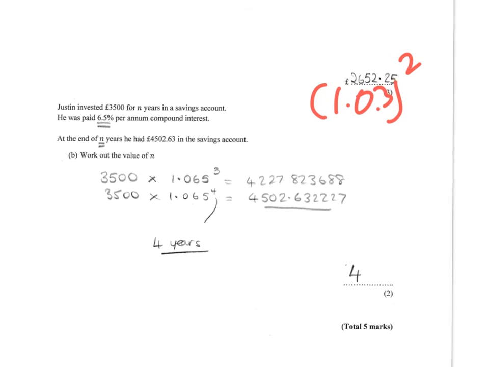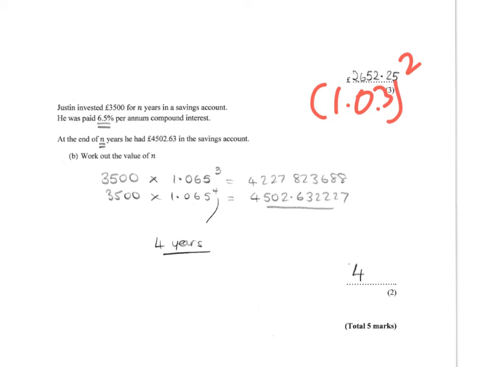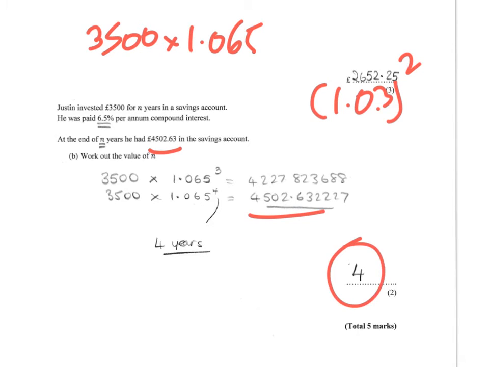Here, it's only the compound interest, so it's 3,500. There's a multiplier with 1.065. Basically, it's how many times you keep timesing that by until you get that answer, and you'll see when you get to 4 years, that's the answer.